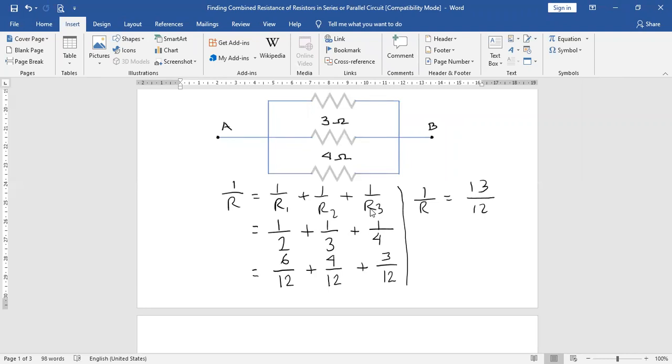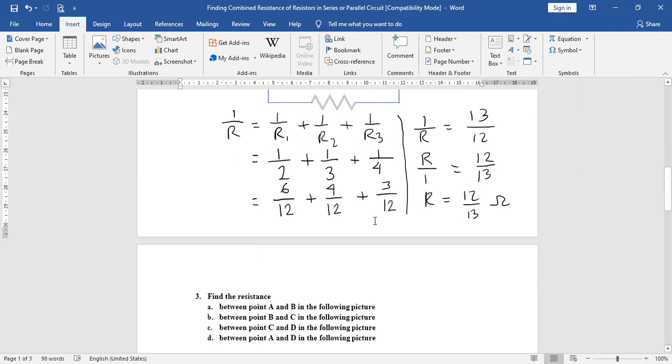Okay, how to find the R? Because the one that is being asked is R, not 1 per R. So just invert it like this. R per 1 will be equal to, you do the same on the right side. So it will come like this. Okay, so the result of the R is 12 over 13 ohm. I think it's quite simple.